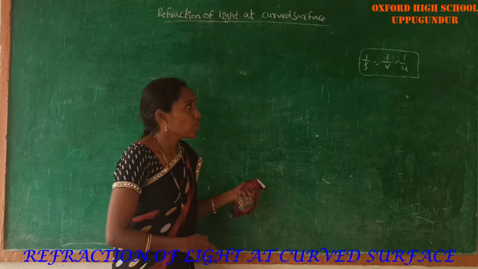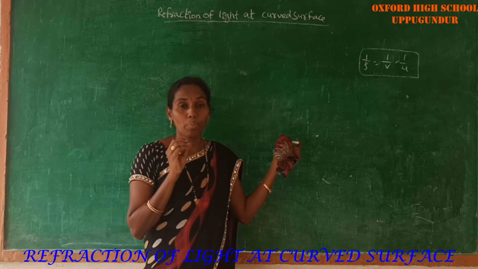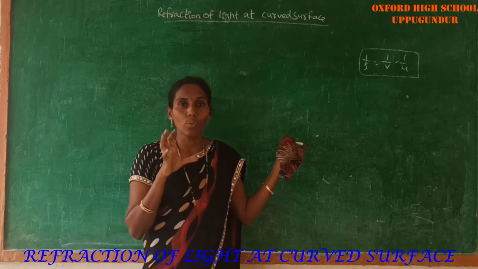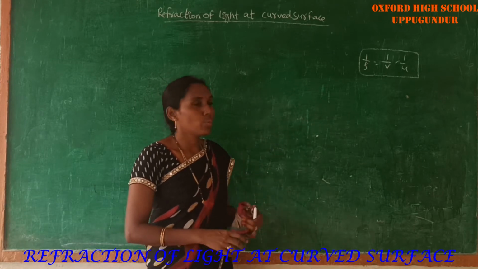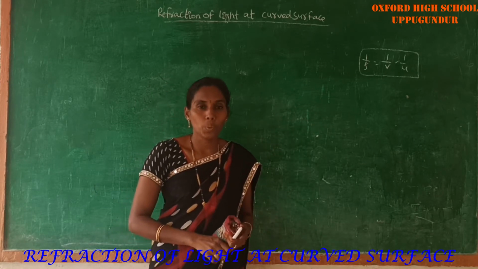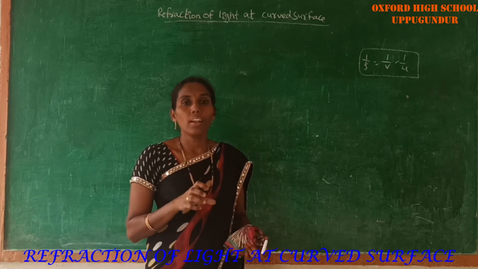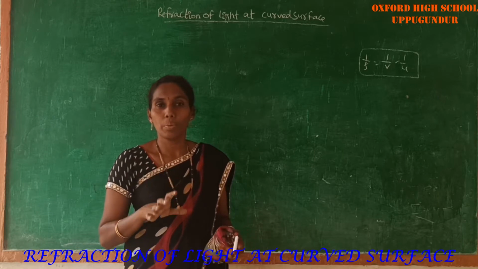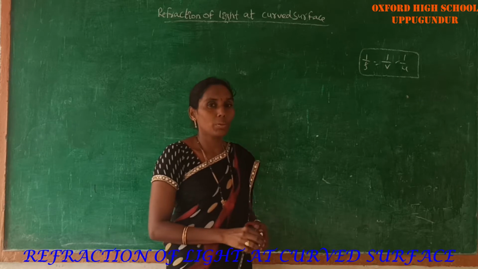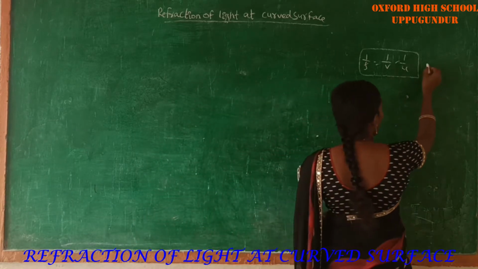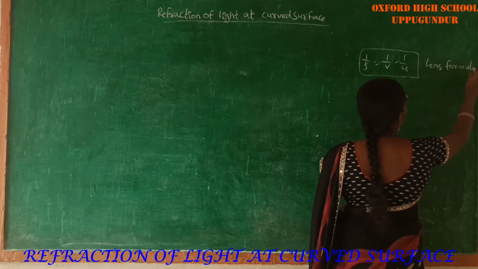In this session, we are going to discuss what will happen when parallel rays make a certain angle with the principal axis, and also derive 1 by f is equal to 1 by v minus 1 by u. This is also called the lens formula.